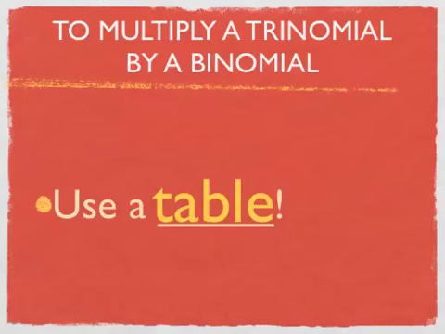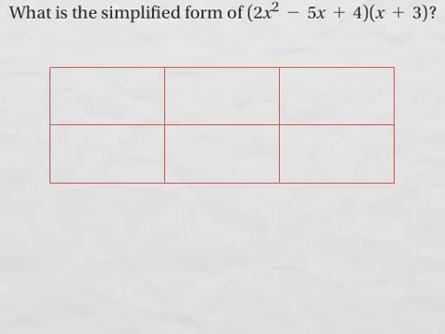To multiply a trinomial by a binomial, I am going to say to use a table. There are other ways that you can do it, but I think the most organized, least confusing way to do it is to just make a table, which remember we talked about yesterday. In this case, though, my table is going to be 3 by 2 because my trinomial is going to have 3 terms.